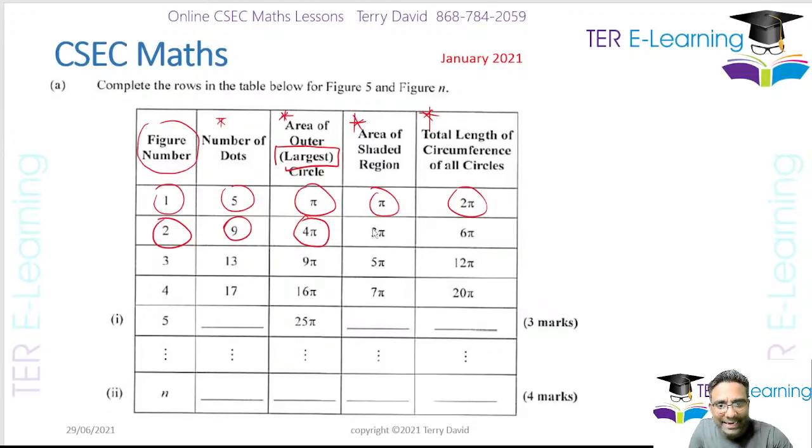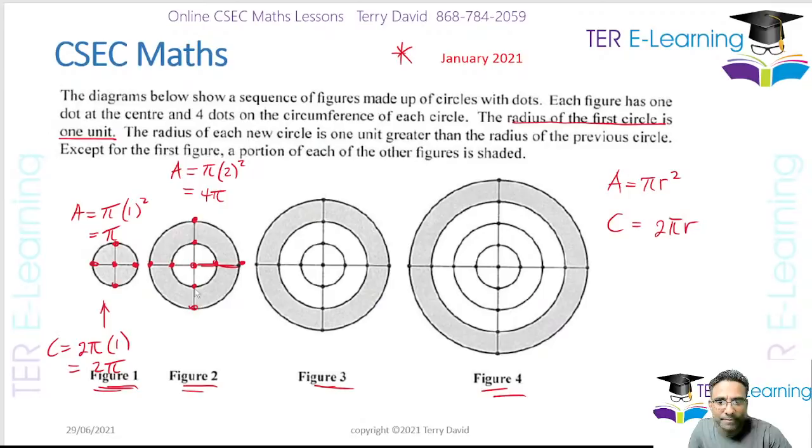Now, in this next column, the area of the shaded region. To get the shaded region, it is the area of the whole circle minus this white piece in the middle. So the area of the shaded region is going to be 4 pi minus the area of the white circle, which we already knew is pi.